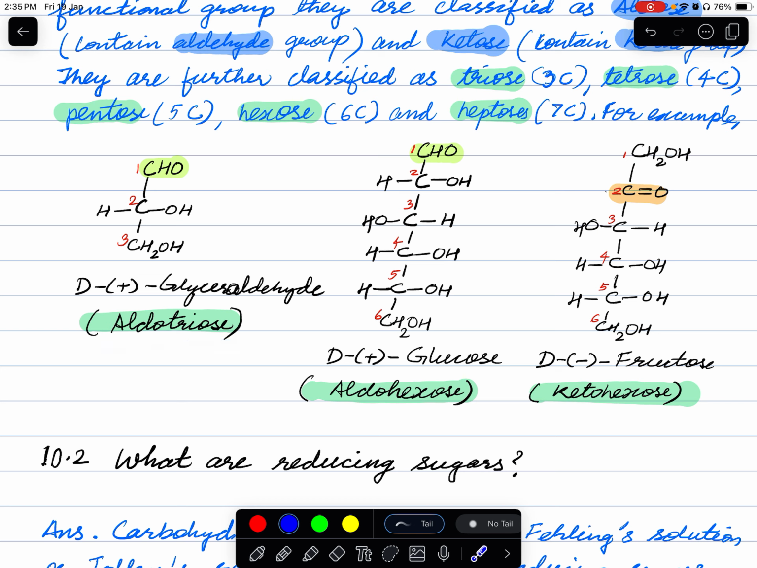Second one is aldohexose. Aldo again means aldehyde group, and hexose means 6 carbon atoms, and therefore it is called aldohexose, and this compound is glucose. Third one is ketohexose. Keto means a ketonic group is present as a functional group, and here the second carbon is the ketonic carbon. Hexose means 6 carbon atoms are present in the molecule. So this is all about monosaccharides.